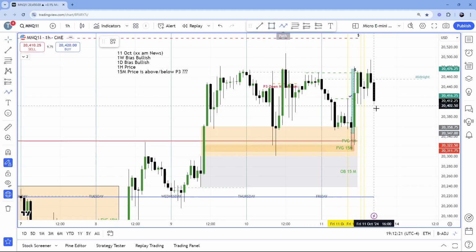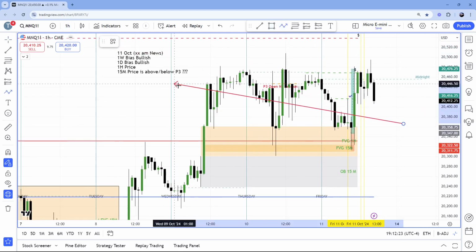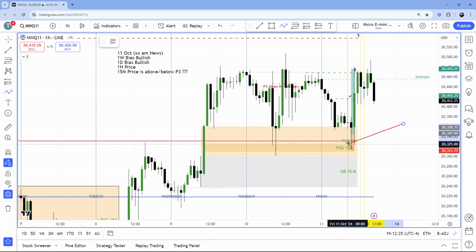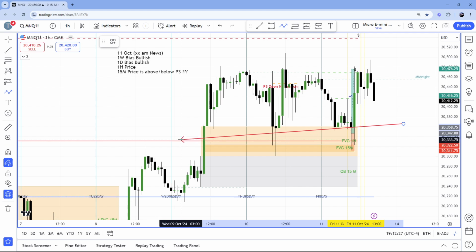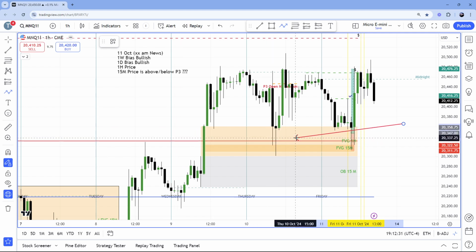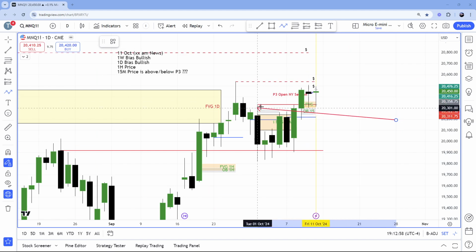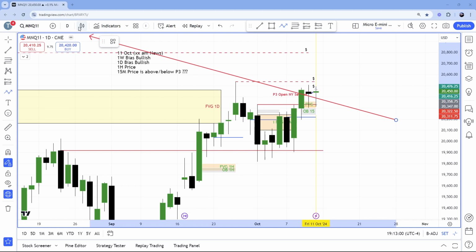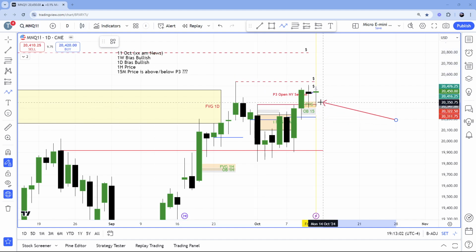Okay, so we are in the 1 hour chart. We can see this red line, which is a previous daily high, and in the 1 hour chart, it has been acting as support. So let's go and have a look at that daily high, the red line. This is that daily high you can see in the daily chart. And now in the 1 hour, it's acting as support. So let's go back to the 1 hour again.